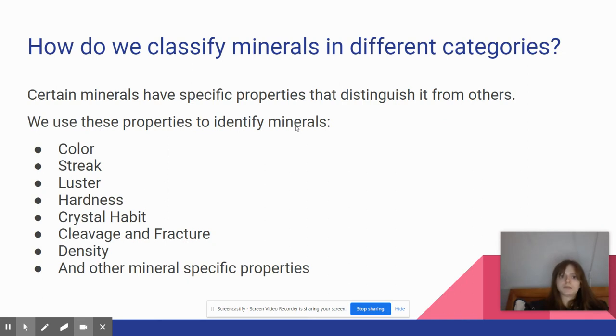So how do we classify minerals into different categories? Certain minerals have specific properties that are able to distinguish it from others. We use properties to identify minerals. Color, streak, luster, hardness, crystal habit, cleavage and fracture, density, and other mineral-specific properties.